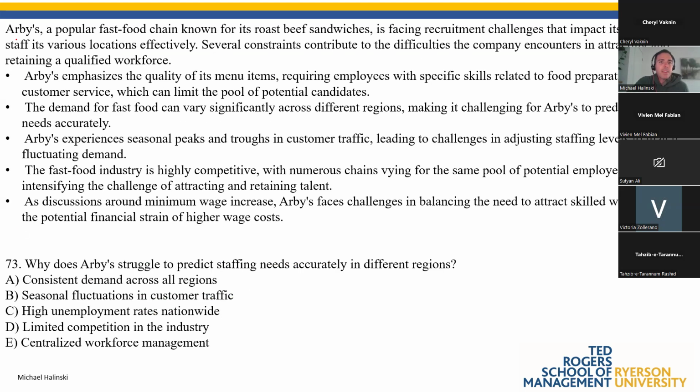Okay, Arby's. I'm getting hungry now. A popular fast food chain known for its roast beef sandwiches is facing recruitment challenges that impact its ability to staff its various locations effectively. Okay, so we want to staff different locations. Several constraints contribute to the difficulties the company encounters in attracting and retaining a qualified workforce. Okay, before we get to the constraints, it seems there's 5 constraints. Let's take a look at the question to see if we can zero in on things as we get through it.